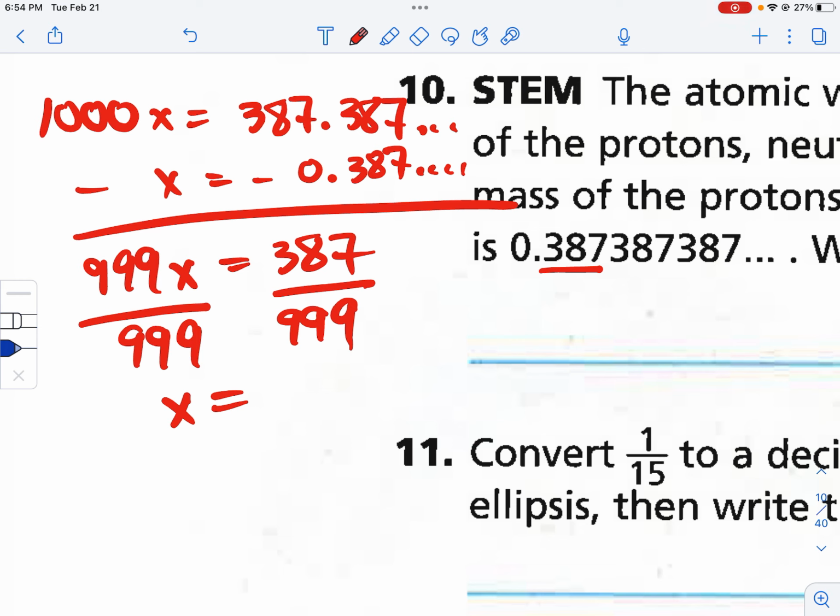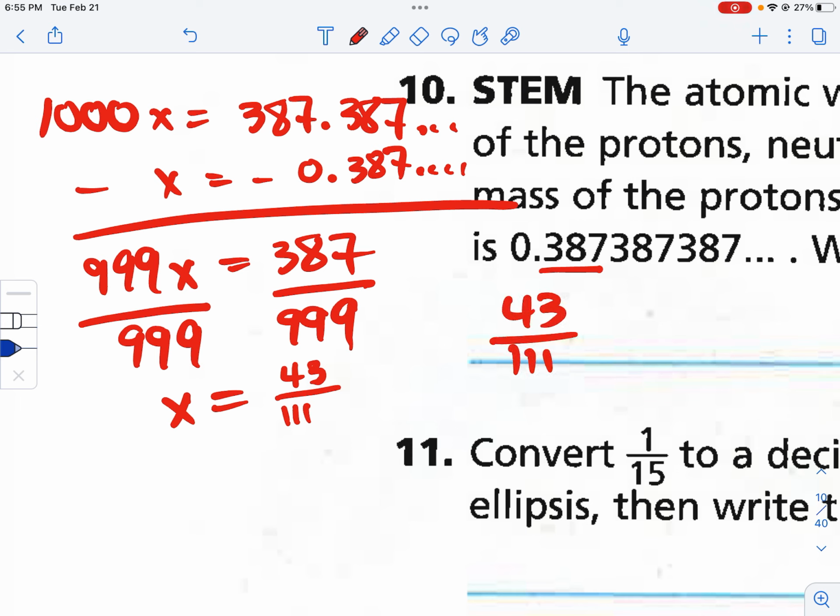387 divided by 9 is going to be 43 over 111. So 43 over 111.